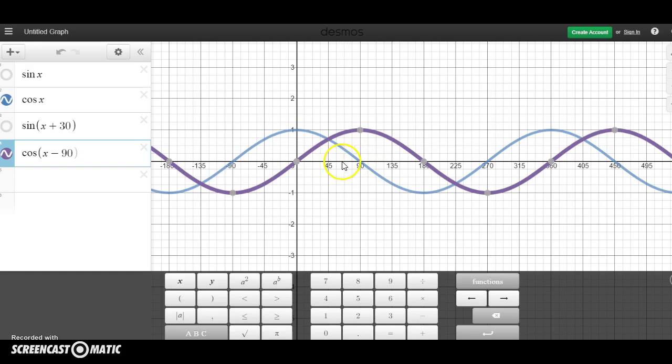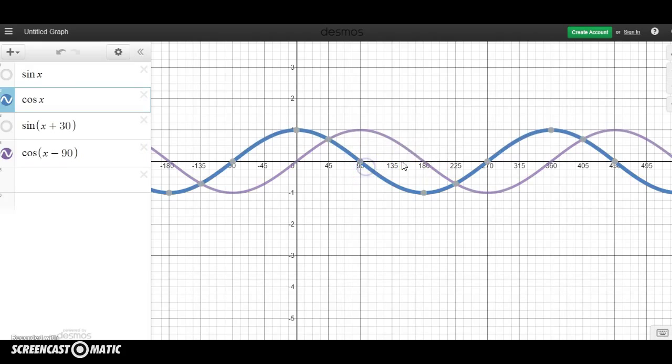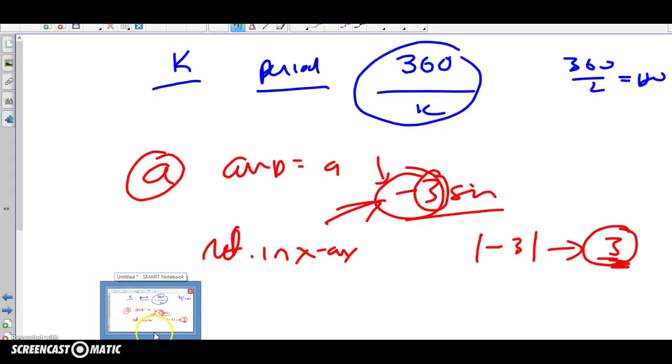I was at 0 at 90 degrees. Add 90 to that, I'm at 0 at 180 degrees. So I'm going from blue to purple, blue to purple. Okay, so that is a horizontal transformation, and the horizontal transformation is going to be represented by what's inside the bracket.